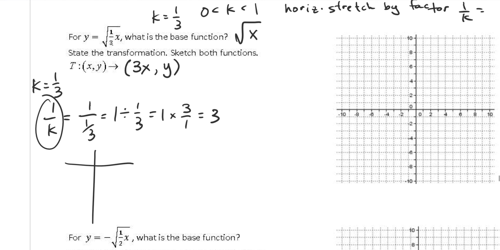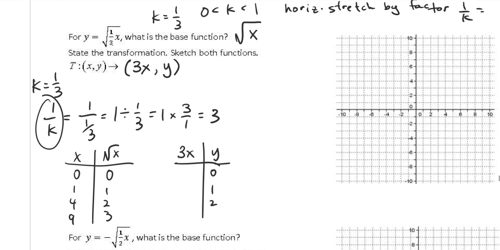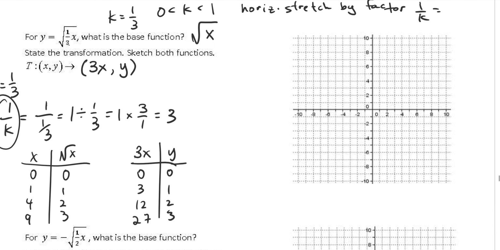If I just draw the points really quick, for x and the square root of x we have 0, 1, 4, 9, and 0, 1, 2, and 3. And then we have 3 times x, and the y values don't change, so it's 0, 1, 2, and 3. But 3 times x is 0, 3, 12, and 27. Now, I can't plot 27, but I can plot the other points. So 0, 0, then 3, 1. Well, 12 and 2 would be somewhere out here anyways, right there. So it's going to be really stretched, horizontally stretched.